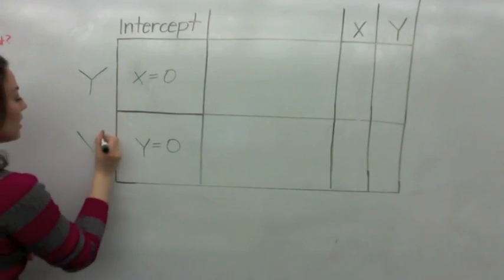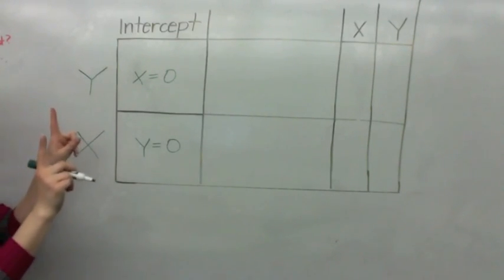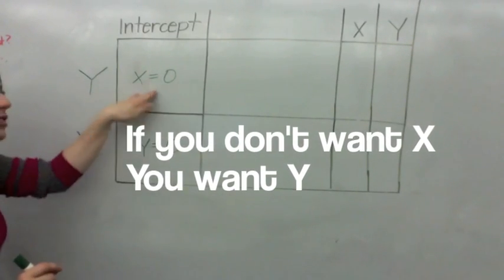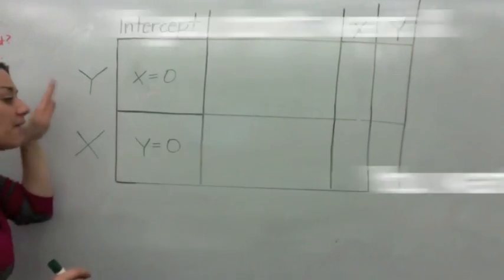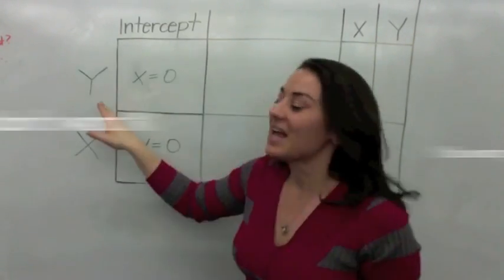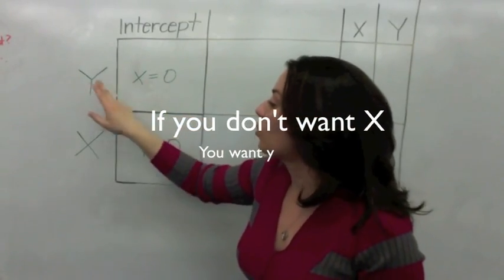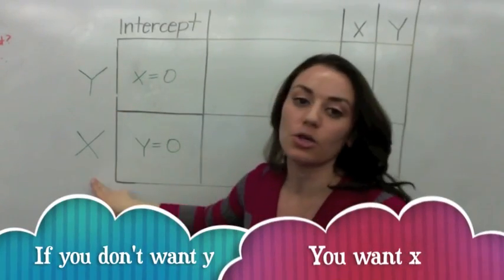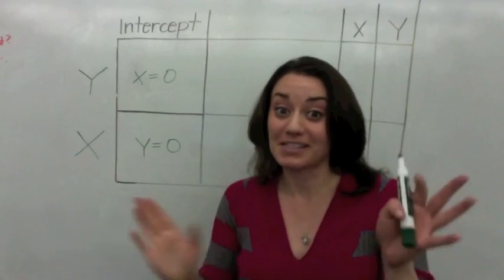And I know this is kind of confusing, but just think. If you don't want x, you want y. If you don't want y, you want x. Okay, repeat what I just said. If you don't want x, you want y. And if you don't want y, you want x. Okay, does that make sense?